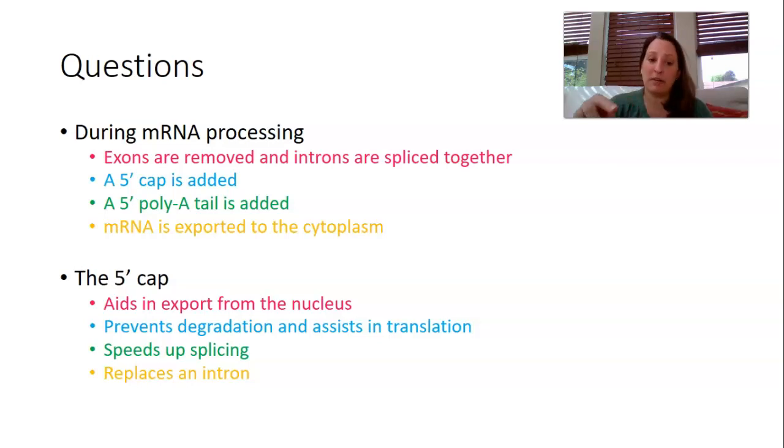And the next question is actually about that cap. So what is that 5' cap there for? Does it aid in export from the nucleus? Does it prevent degradation, the breakdown of that transcript, and assist in translation once it's out there in the cytoplasm? Does it speed up the splicing events? Or does that 5' cap replace an intron? So let me let you think about that for a minute.